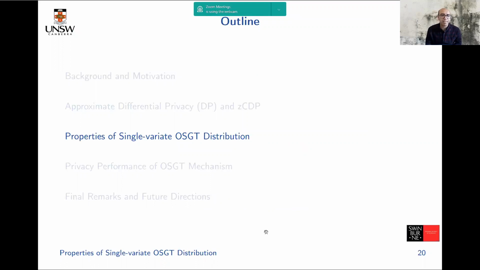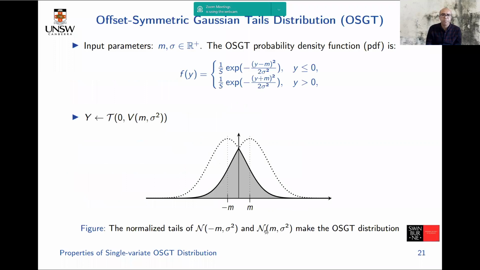Okay, now let's introduce the AusCTW distribution, which we will see later has better performance than its counterpart, the Gaussian mechanism. Offset-symmetric Gaussian tail distribution, or for short AusCTW. This is the definition of the probability density function. So you have input parameters m and sigma, and this is the definition of the PDF for AusCTW.